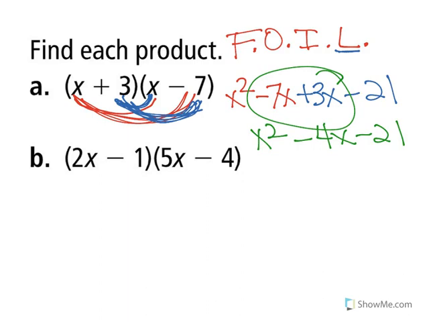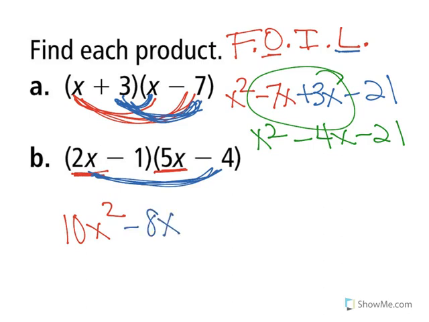So let's try this one down here. Okay, so we're going to start by multiplying the first two terms in the binomial. So 2x times 5x is 10x squared. Then we're going to multiply the outside two terms. Actually, I have 4 colors. So then we're going to multiply the outside two terms. So 2x times negative 4 is negative 8x.